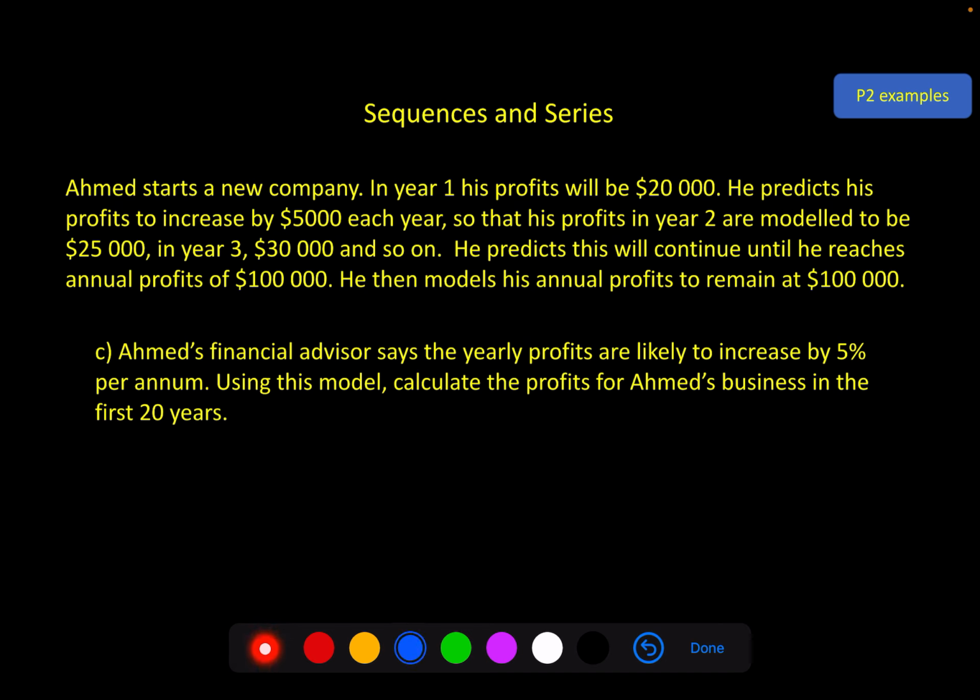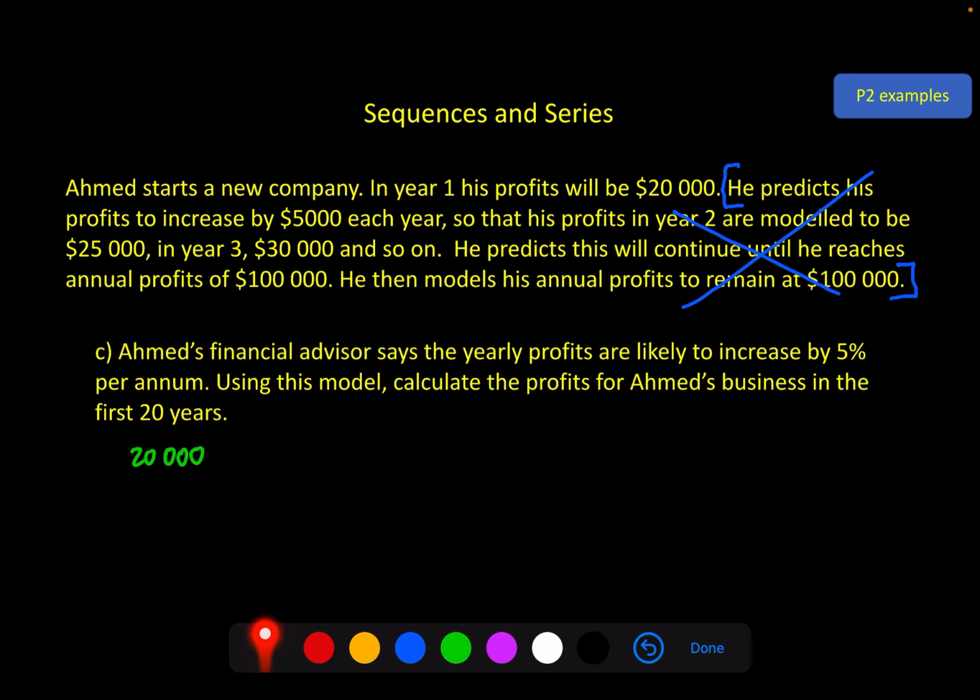But the prediction, his model from here all the way down to here, this is now gone. That was part A. But the prediction he's used has been superseded by the financial advisor. So we're using this new model down here. But year 1 is still going to be 20,000. So the first term in our sequence is still 20,000.